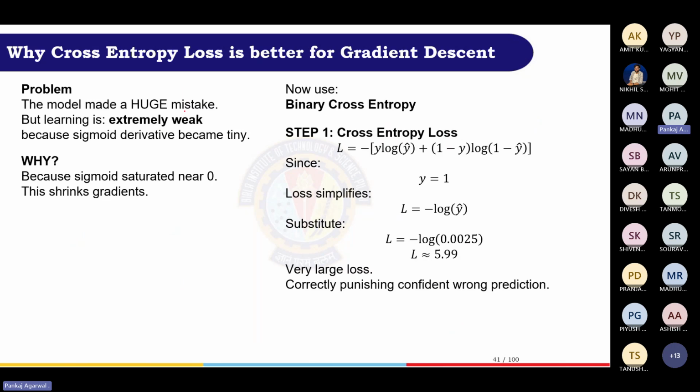So that's the issue. The model made a huge mistake, but the learner is extremely weak because the sigmoid derivative becomes tiny. And because the sigmoid is saturated near zero, this shrinks the gradient. So this is the issue.